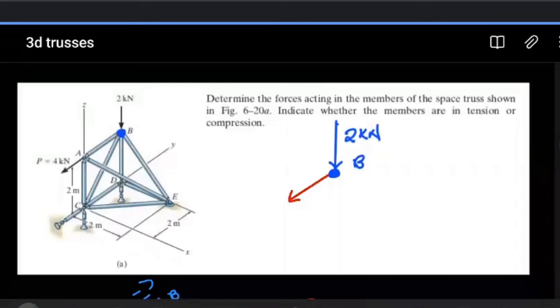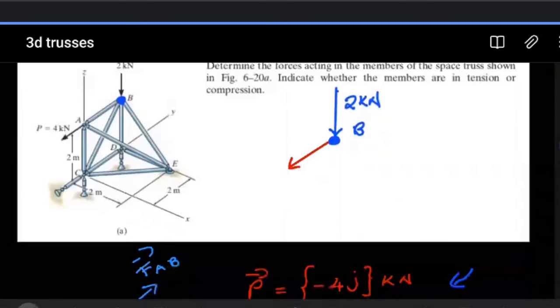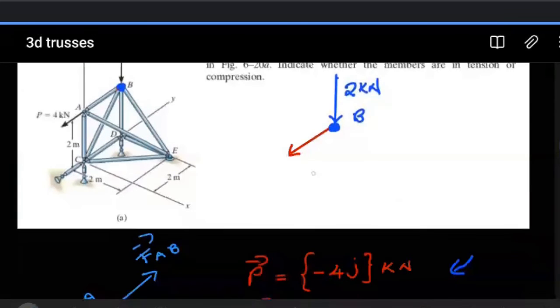But for the other 3, because they are not known, I will use assumptions again. And as always, for simplicity, I'll stick to the assumption that I've been making. Assume that they are all in tension. So I'll assume this is going like this. I'll assume this is also going down. Clearly, it has to go up, but I'll pick it that it is going down. And I'll say this one is also going like that.